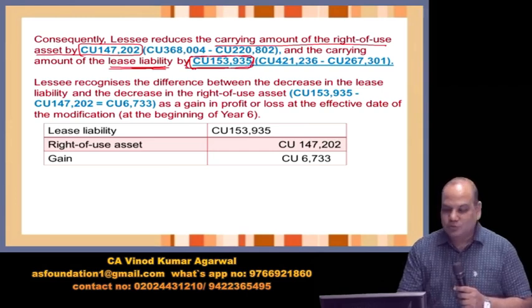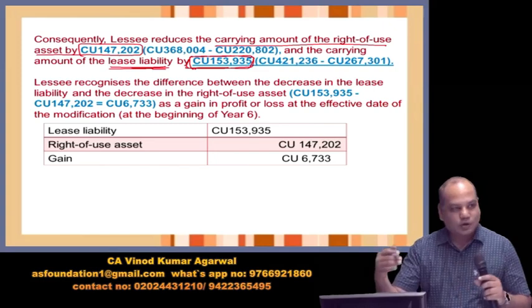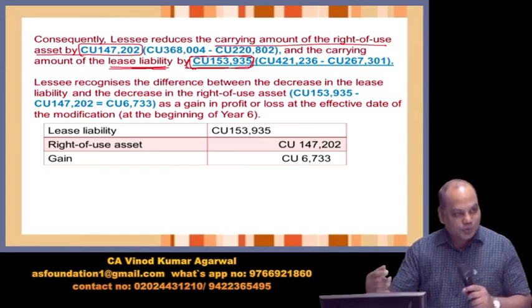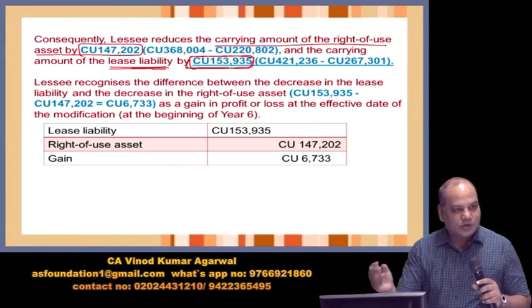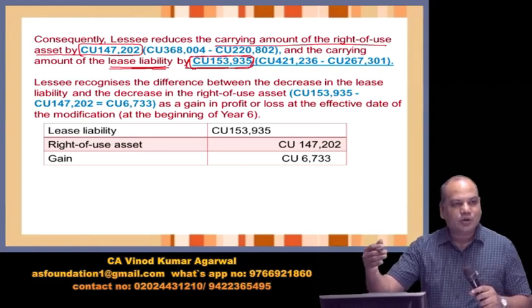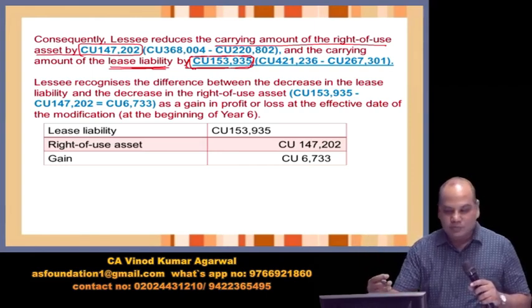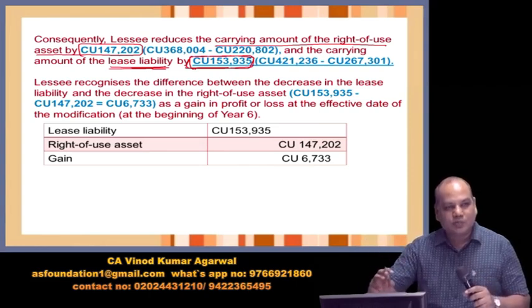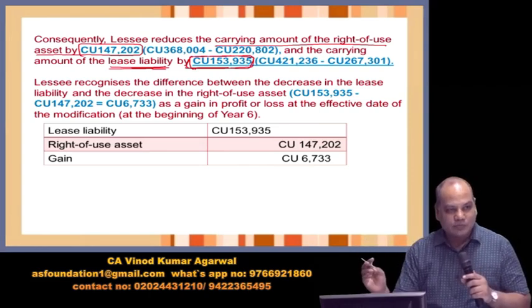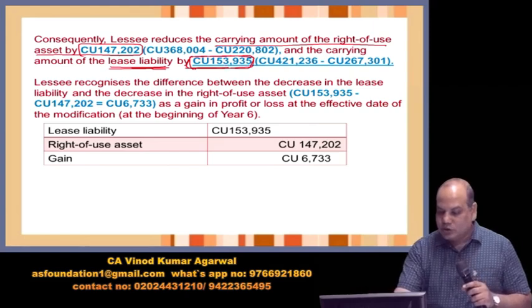Calculate carrying amount of the asset at the end of year 5. Compute the proportionate carrying amount required. Difference is reduction in right of use asset. Find out the carrying amount of liability at the end of year 5. Find out the present value of the liability on the basis of revised term. Okay. So it comes to 153,935.